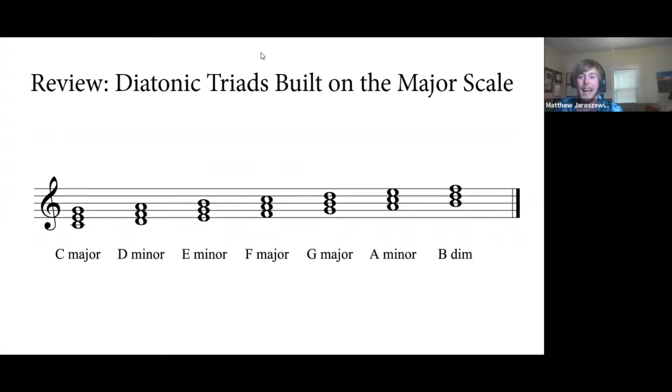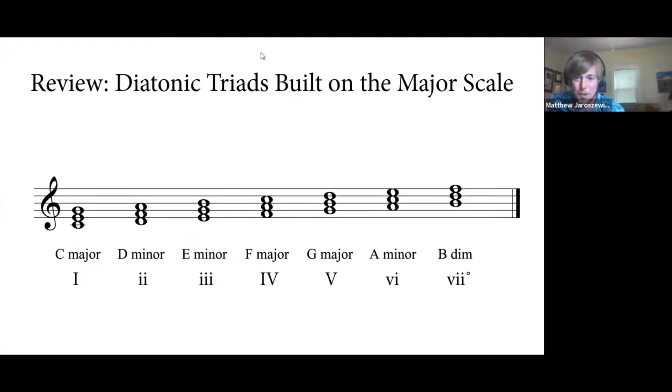We then built triads, diatonic triads, where we add a third and a fifth on top of each note of the major scale to get 7 different triads, each of different quality. We have 3 major triads: C major, F major, and G major. We have 3 minor triads: D minor, E minor, and A minor. And we have 1 diminished triad, B diminished.